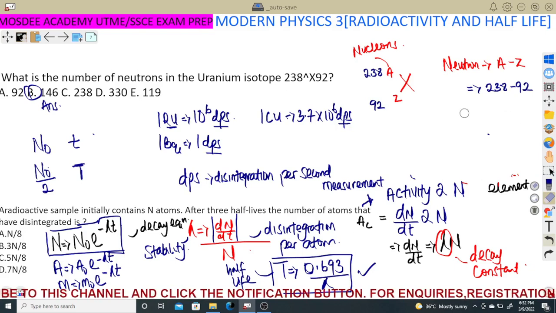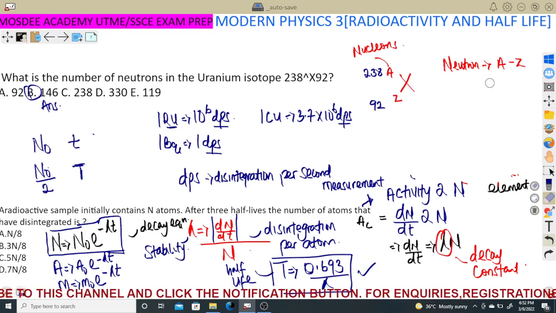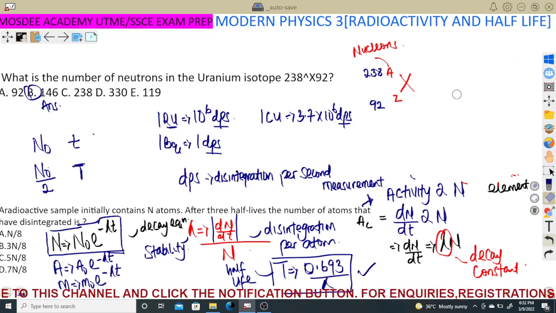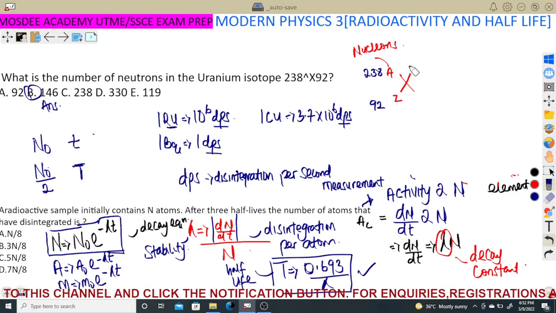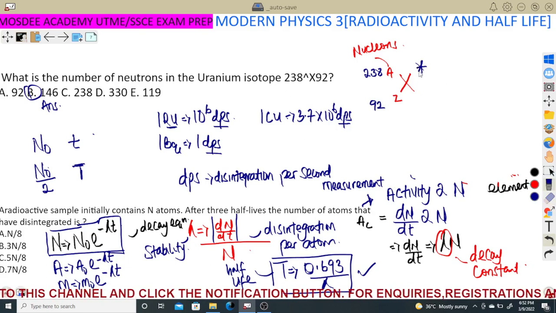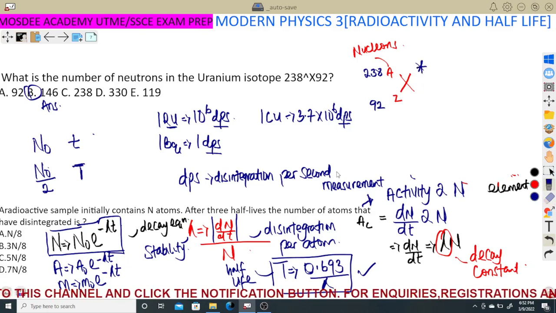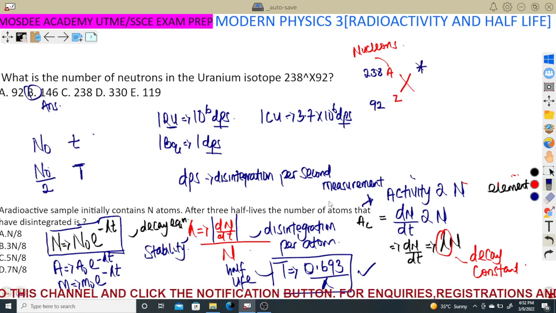Now, this half-life formula has also been modified in terms of mass and in terms of activity. So I'm going to give you two other formulas that will help you solve a lot of questions. That is a modified formula of half-life and decay constant. My students should always keep it at the back of their mind.